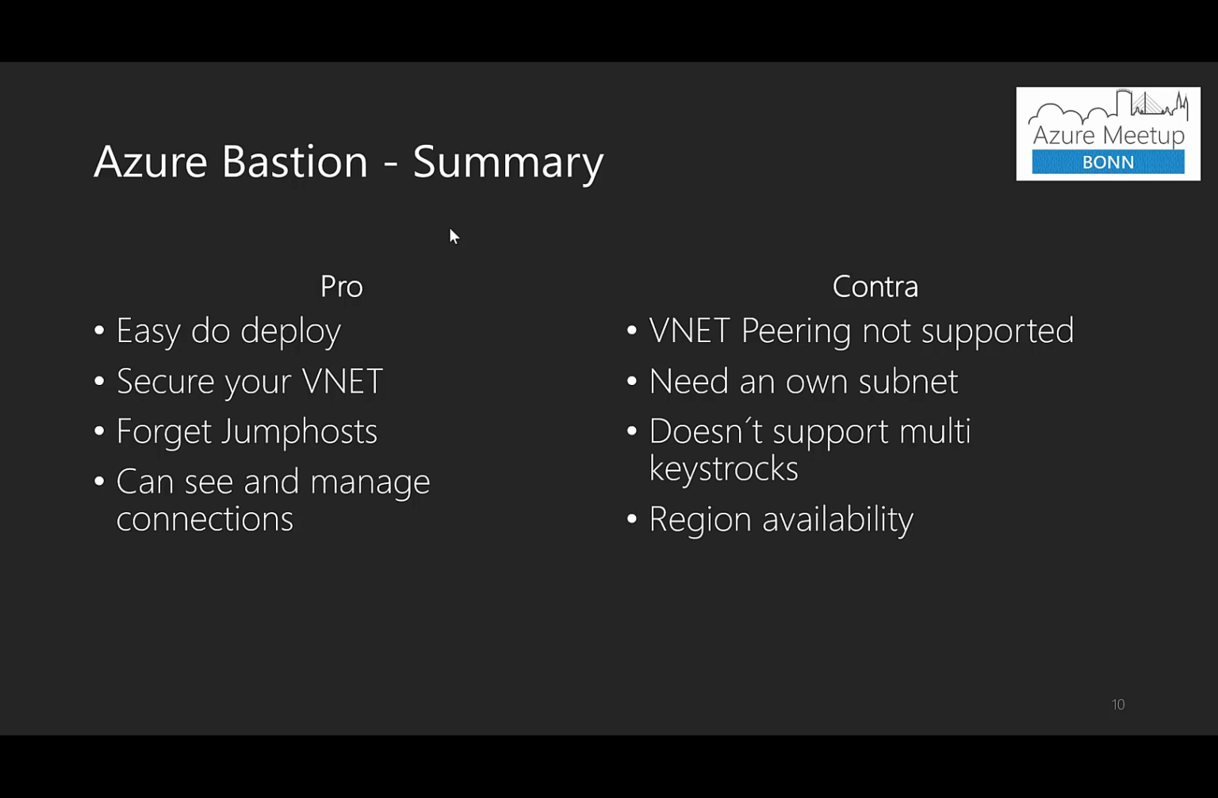But this is a huge possibility that is currently not available, but there are many questions about this feature on the feedback site. So I give you a link to the feedback site. My hope was that VNet peering comes with the GA, but this has not come, and so I wait for the VNet peering to be released, I hope, next year. Another point is that you need your own subnet in your VNet, and Azure Bastion currently doesn't support multi-keystrokes. And from my perspective, the limited region availability is also a little pain point.